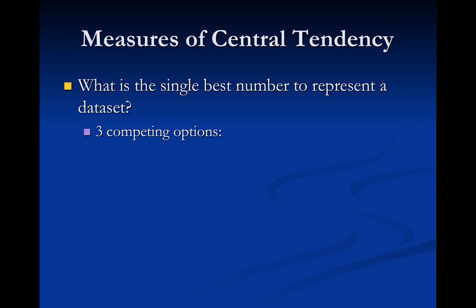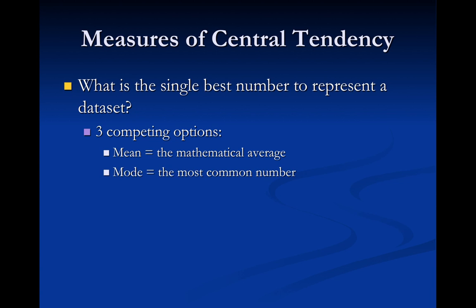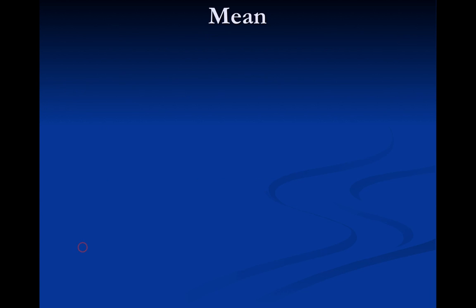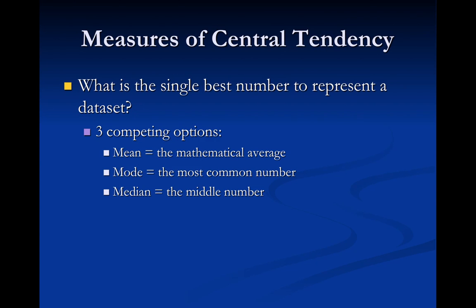Now, there are three competing options that we work with in terms of measures of central tendency. Most of you are pretty familiar with all three of these, but here we're going to review them just in case anybody is not sure what we're talking about. Essentially, our three competing options that we've all probably heard of are the mean, the mathematical average; the mode, the most common number in our data set; and the median, the middle value in our data set.